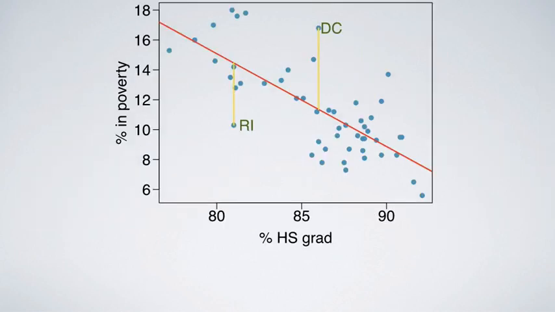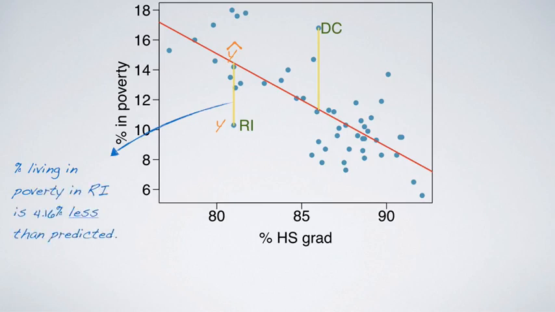We're going to focus on two data points, Rhode Island and DC. The observed poverty level in Rhode Island is around 10%, and the predicted poverty level is slightly over 14%. The difference between these two, which is shown with the yellow line on the plot, is the residual. And what the residual tells us is that the percentage of those living in poverty in Rhode Island is 4.16% less than predicted, or in other words, less than what this model predicts.